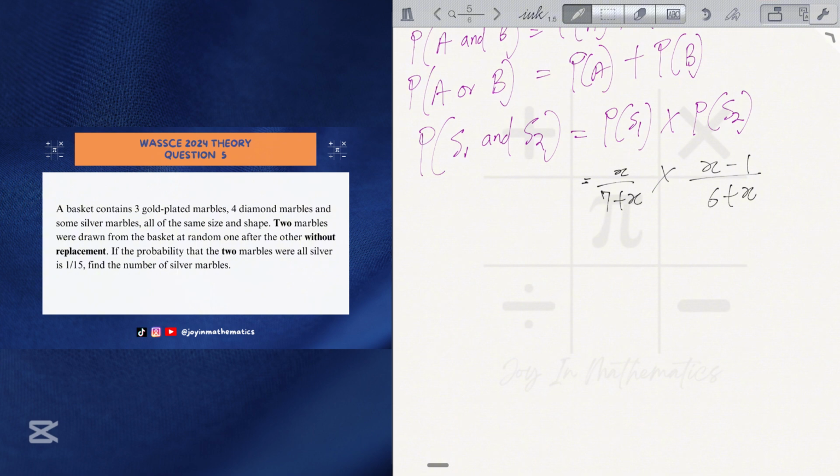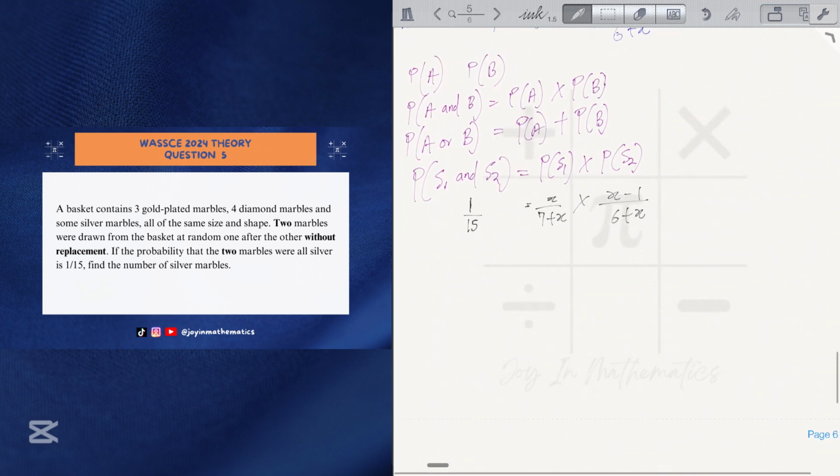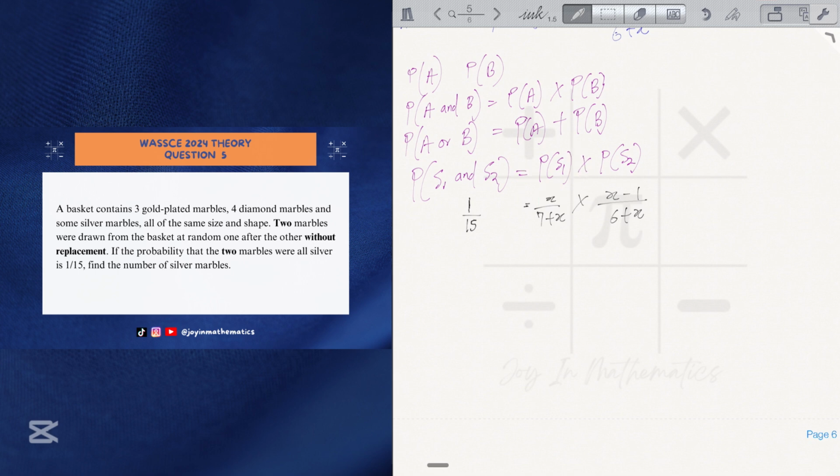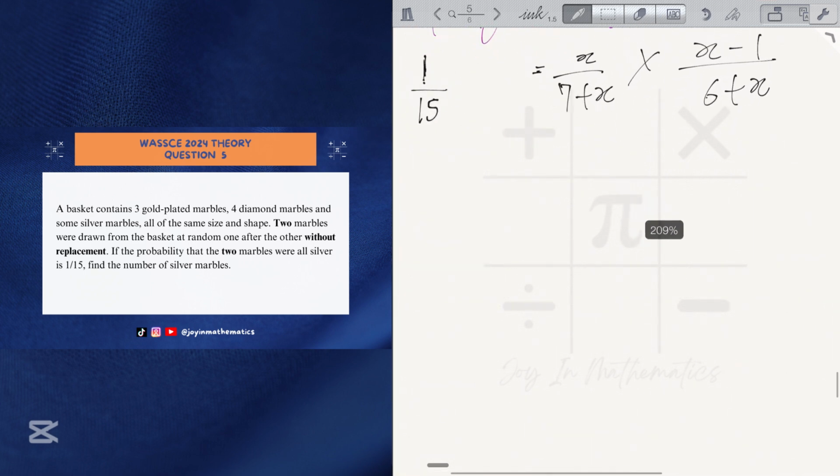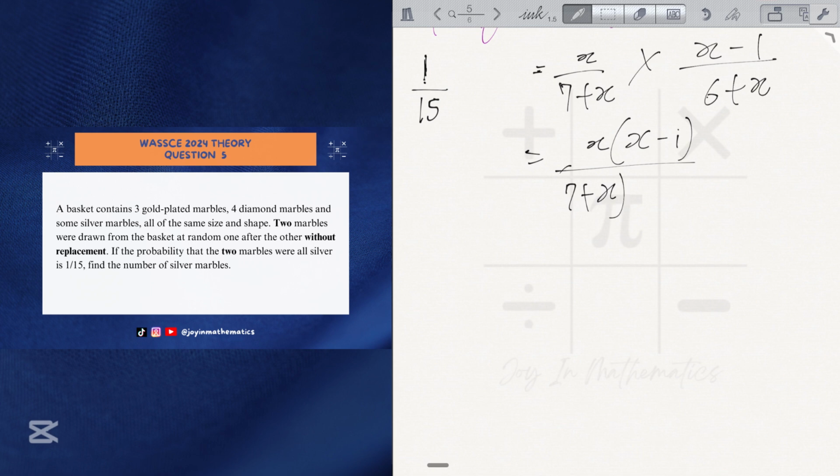So we are saying that if the probability that the two marbles, that's S1 and S2, is 1 over 15, we can now find the number of silver, x. So we're given this expression now. All we have to do is find the value of x. So let's begin. We multiply the right hand side to have x into x minus 1 over 7 plus x into 6 plus x, and we'll have 1 over 15.